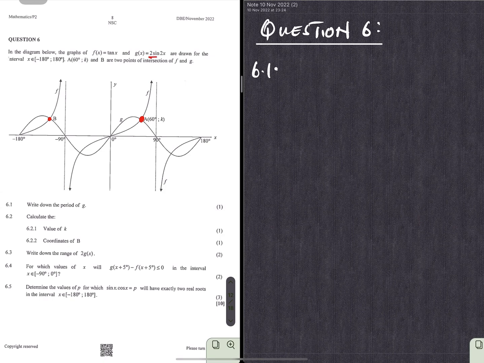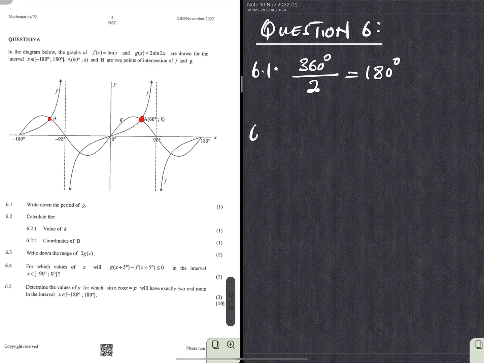I want you guys to check something. The period of g is affected by this number that is 2 right here. Each period is primarily 360 degrees, and we are going to divide it by this number that is here, and that is 2. So this is divided by 2, and it's going to give me 180 degrees. That 2 basically affects the period, and the other 2 outside affects your maximum value or your amplitude.